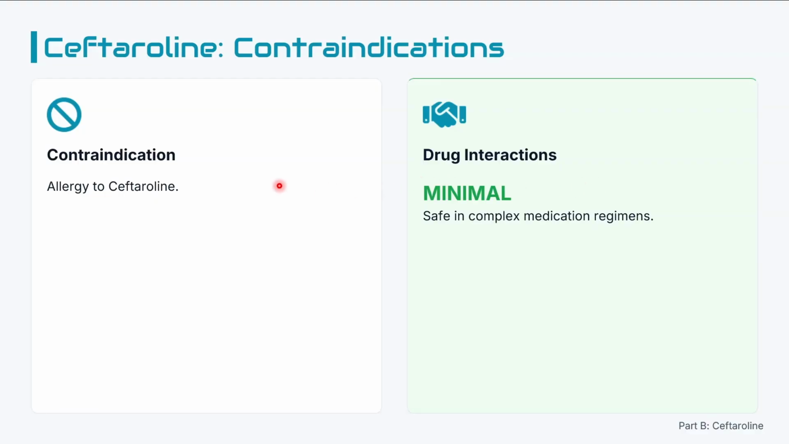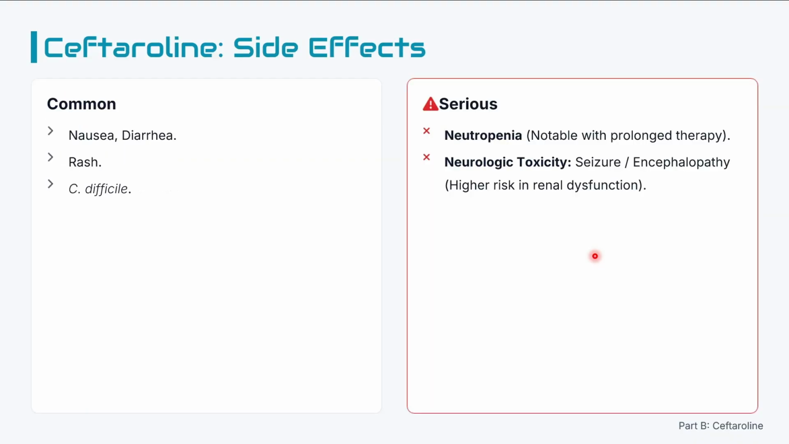Ceftaroline contraindications. Coming to ceftaroline, it is only for patients allergic to ceftaroline. You need to stop giving this drug. It has very minimal drug-drug interaction, similar to cefepime. Side effects are again nausea, diarrhea, rash, and Clostridium difficile infection. Serious side effects can occur, but rarely, such as neutropenia and neurological toxicity, again seizure and encephalopathy, especially in renal dysfunction patients.